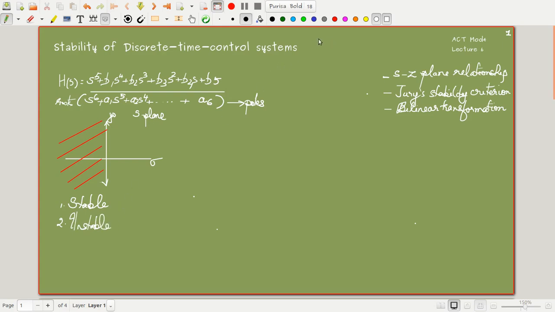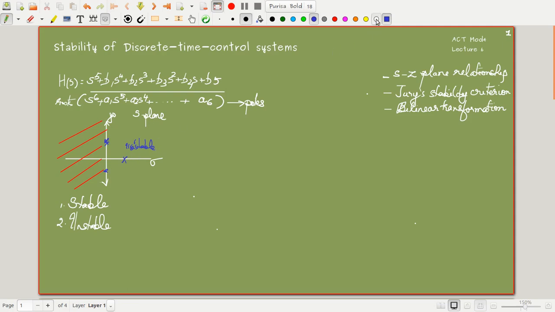So in the case of instability, we can say that if there is any pole on the right of the imaginary axis, or if there are multiple poles on the imaginary axis, then that means that the system is unstable. Here it becomes unstable. This is the unstable point.